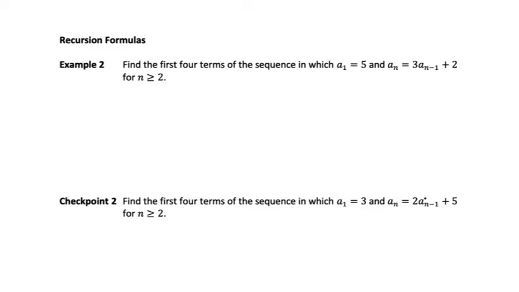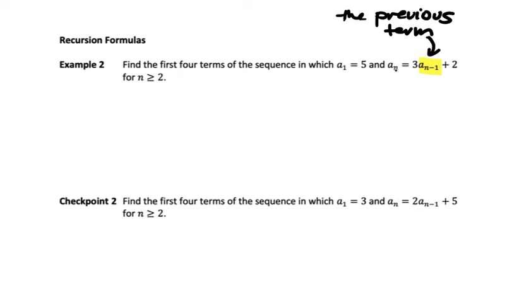Next, we're going to talk about recursion formulas. A recursion formula is a formula where instead of plugging in n, you're plugging in the previous term. So you can see right here, I want to find the first 4 terms of the sequence in which the first term is 5, a sub 1 equals 5, and a sub n equals 3 times a sub n minus 1 plus 2. So a sub n minus 1, can make a note, this is the previous term.